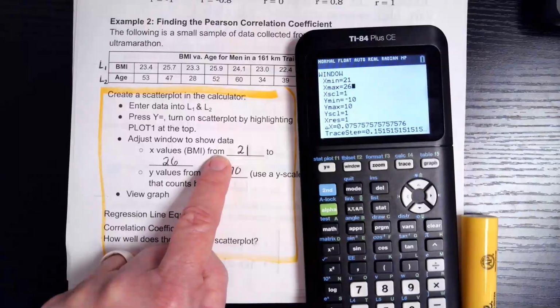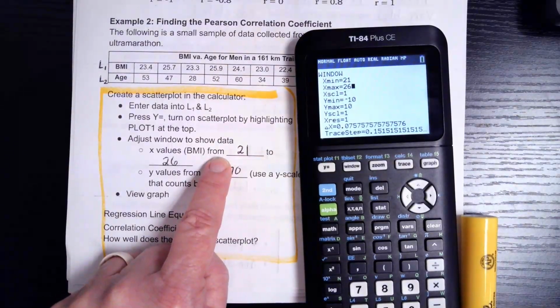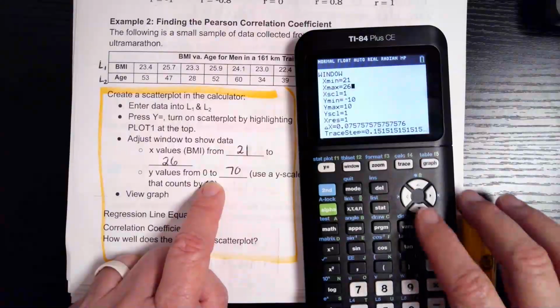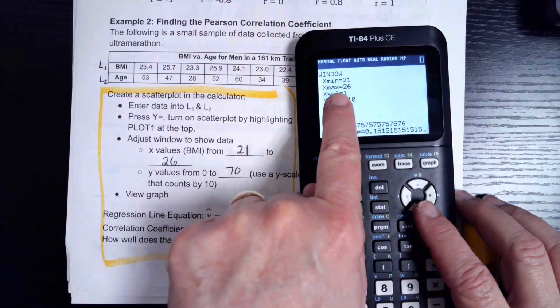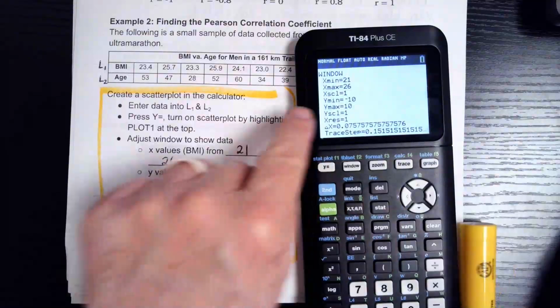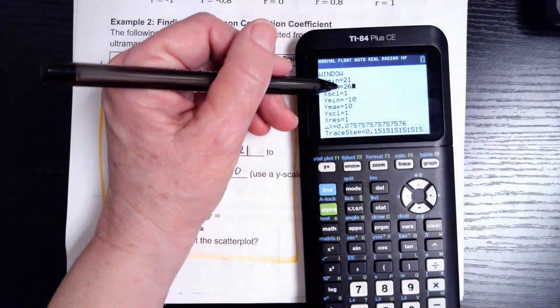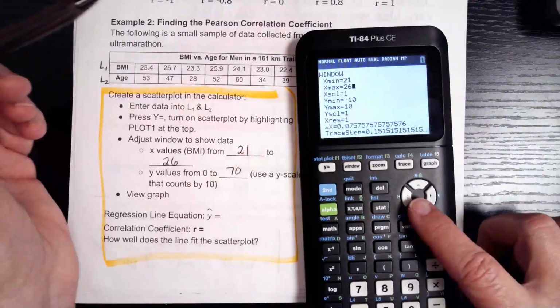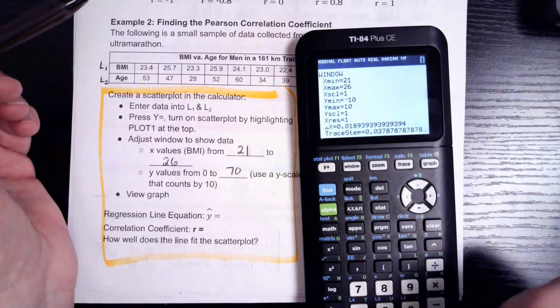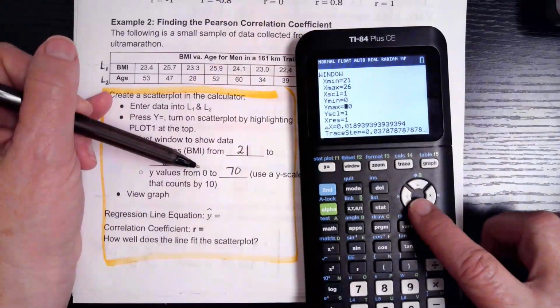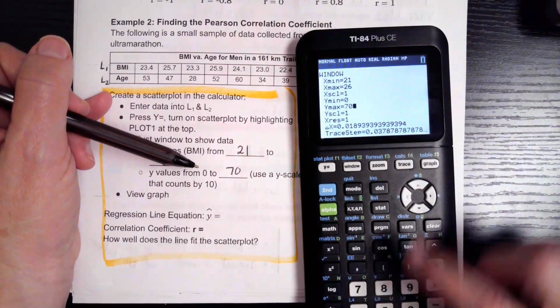because there'd be nothing between 0 and 21, would there? All right, for my Y values, I'm just going to count by ones. Okay, so this X scale says, what are they counting by? All the ones. So what do I want to put for my Y minimum? 0. Max? 70. And what do I want to count by here?